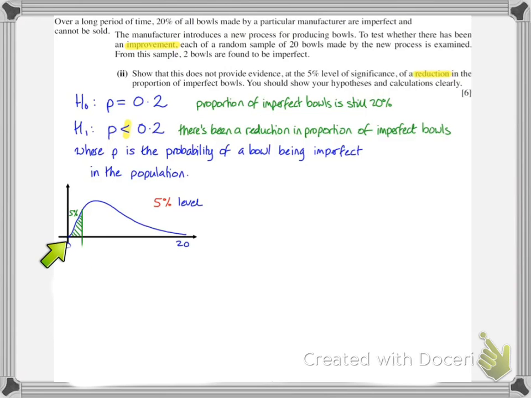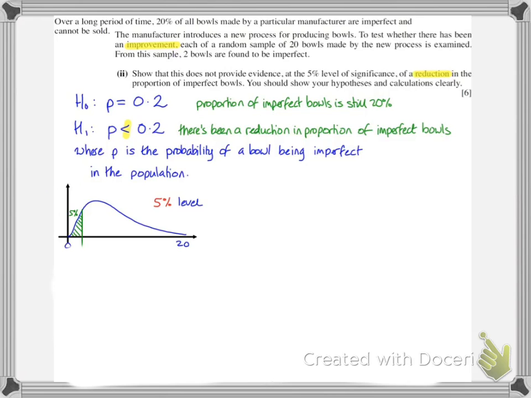So here's my distribution. It goes from 0 bowls to 20 bowls, and I'm interested in seeing how many bowls would be so unlikely to be imperfect that we would suggest that we've got evidence that the proportion is not actually 20%, so that p is not 0.2, but it's actually less than 0.2.